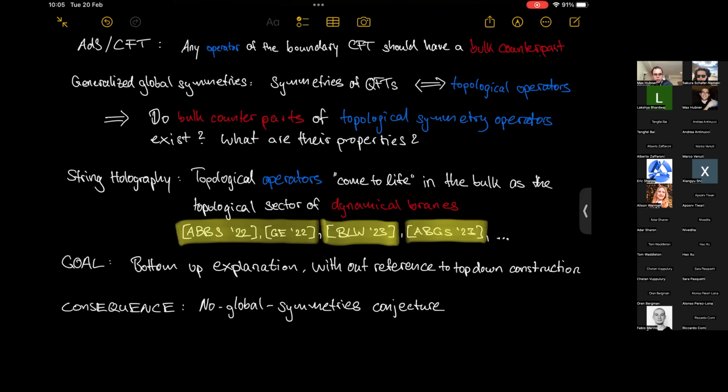So having laid out this introduction, let me pause for a second to see if there are any questions about where we're heading.